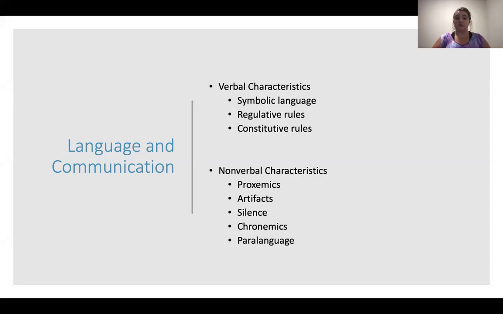So some of the verbal characteristics and nonverbal characteristics. For verbal characteristics, they use symbolic language, regulative rules, and constitutive rules. And in nonverbal characteristics, they have proxemics, artifacts, silence, chronemics, and paralanguage.